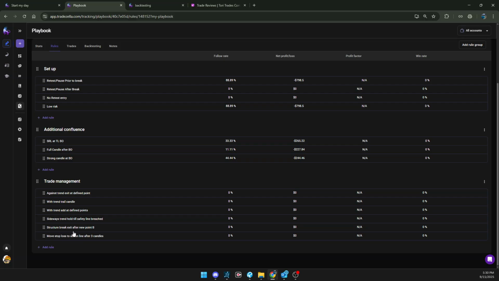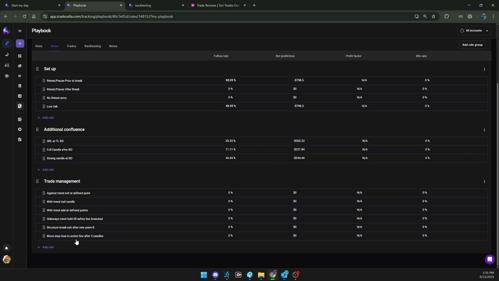If I have a structure breakdown, I exit after it created a new point B. So if it shoots up, creates a new point B for the trend line it broke, and it starts coming back down to my trend line, and this is usually right in the beginning of the trade, I can exit. Just get out, preserve my capital, save my loss. Even if it turns around on me, I don't care. So that I can do on my structure breakdown, and I know what that looks like.